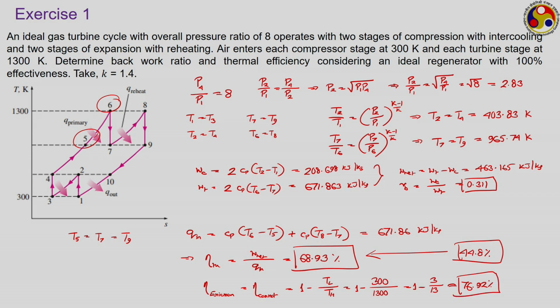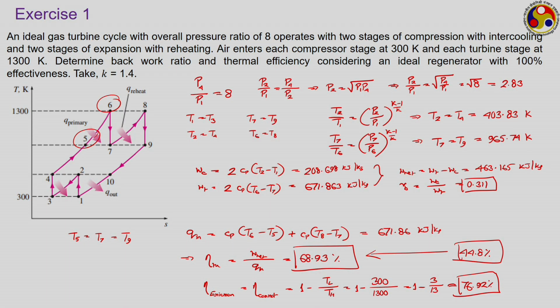So, while just introducing two stages of compression, we can see there is about 24% increase in the thermal efficiency, but just increasing the number of compression and expansion stages to infinite, you are going to have, sorry, I told the wrong thing. While introducing a simple regenerator with just two stages of compression and two stages of expansion, we are having an efficiency of 68.9%, a 24% increase compared to the no regeneration scenario.